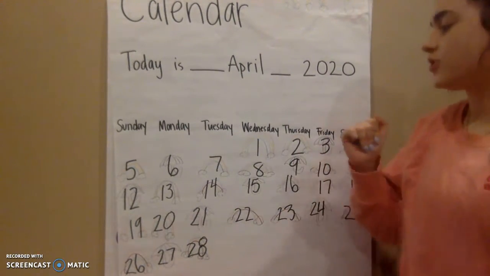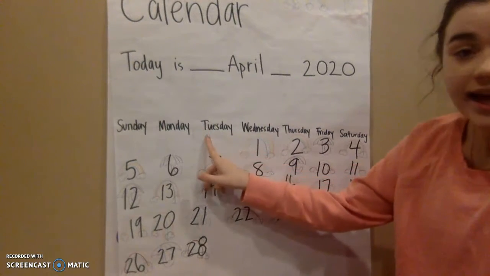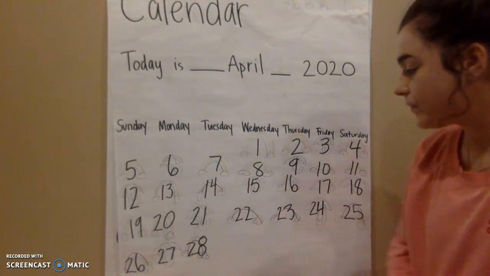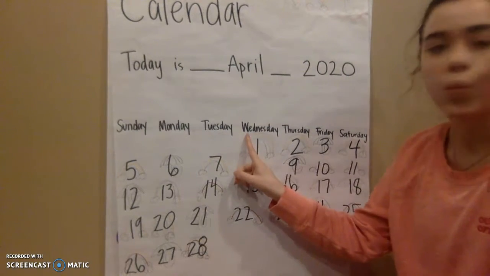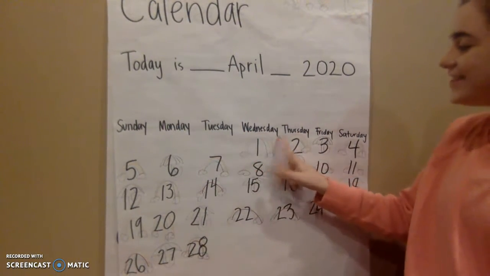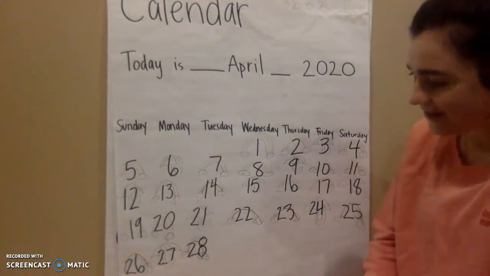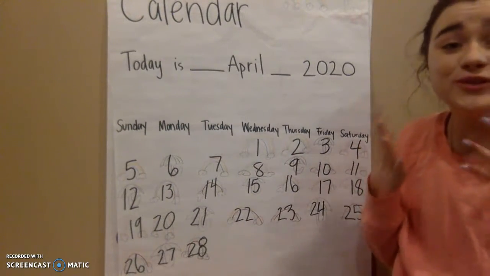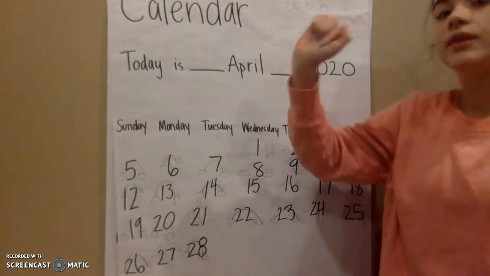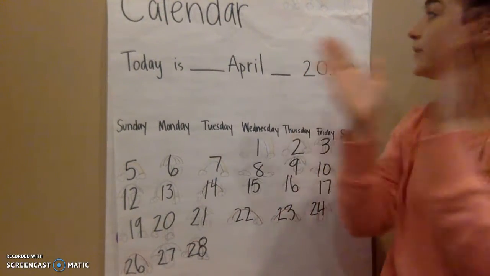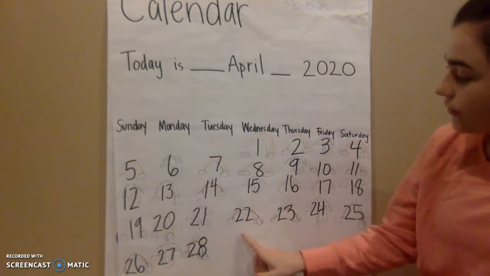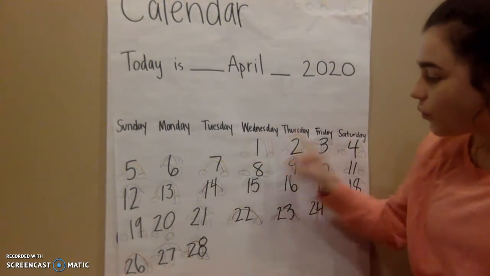Let's get started. Yesterday was Tuesday. Today is Wednesday. Very good, you guys. We're almost done with April, and then we're going to get to a new month. I am very, very excited. So, today is Wednesday.